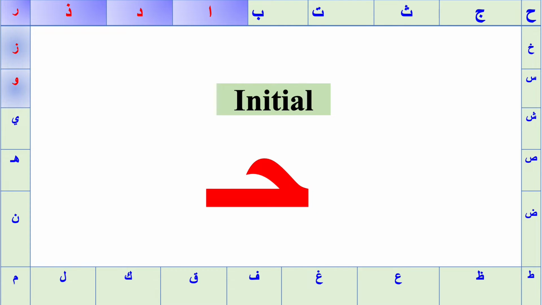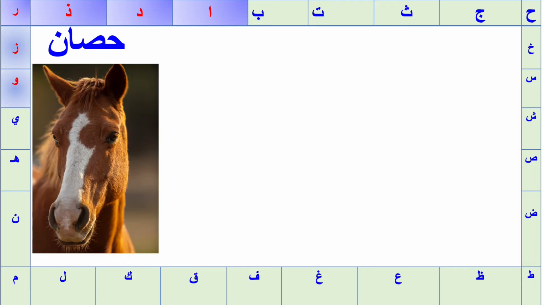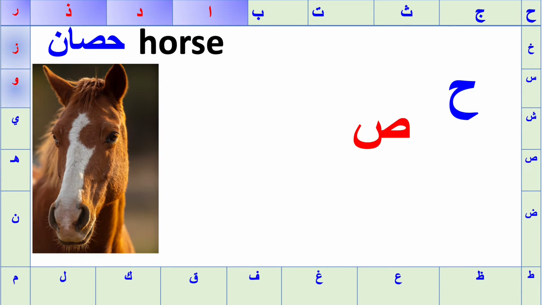The initial shape will look like this. We will have examples that show us how this shape is used. The example word that we want to use is the word hisan, which is the word for horse in English. I will start with the component letters of the word hisan. So I have ha, sad, alif, noon: hisan.